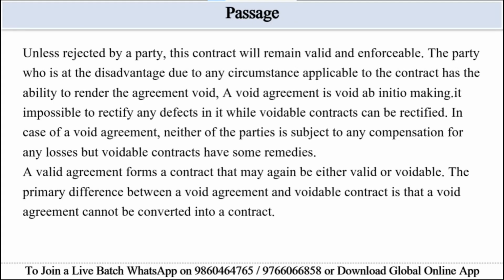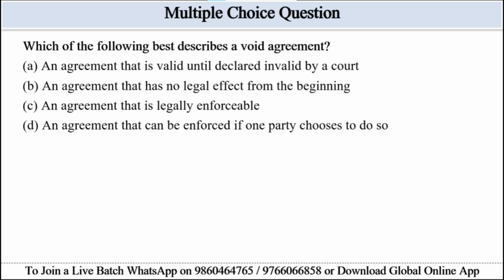So we can eliminate option A because valid until declared invalid is false, as void agreements are invalid from the start, which is ab initio. We can eliminate option C, that is legally enforceable, because it is incorrect. Void agreements are not enforceable. Similarly, option D, can be enforced if one party chooses, can also be eliminated because it is wrong, they cannot be enforced. So the best option for this question will be option B, an agreement that has no legal effect from the beginning. So the correct option will be option B.